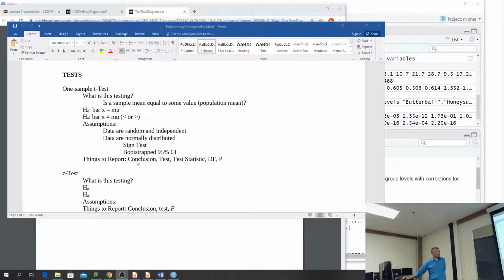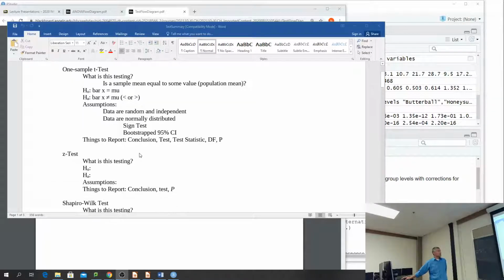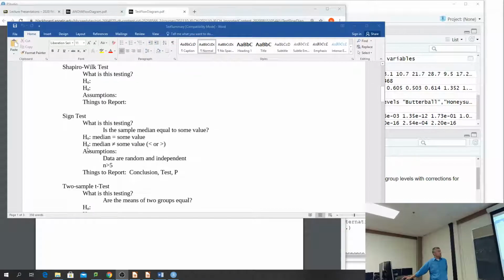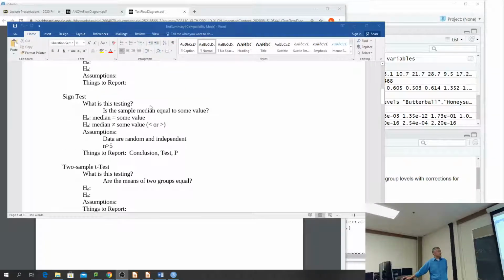So things to report: our conclusion, that's a given, the test statistic, degrees of freedom, and p-value. So this test has all of them. What I've done is put together a Word document that lists all of those tests that you can then summarize.